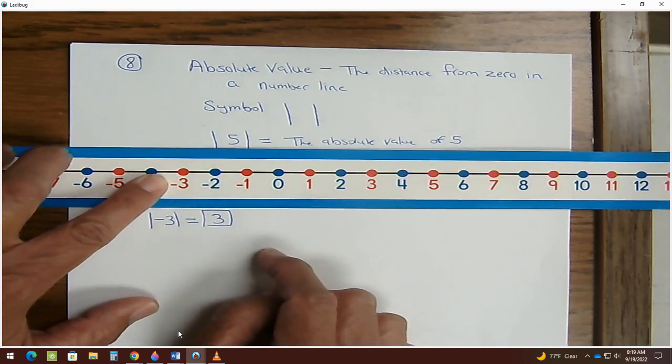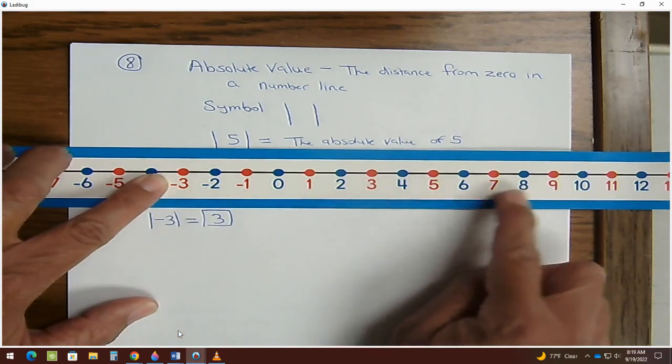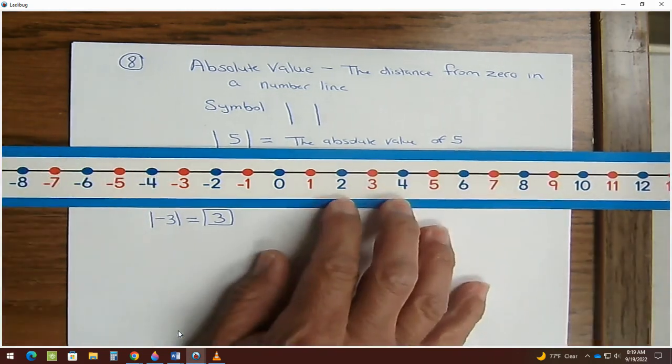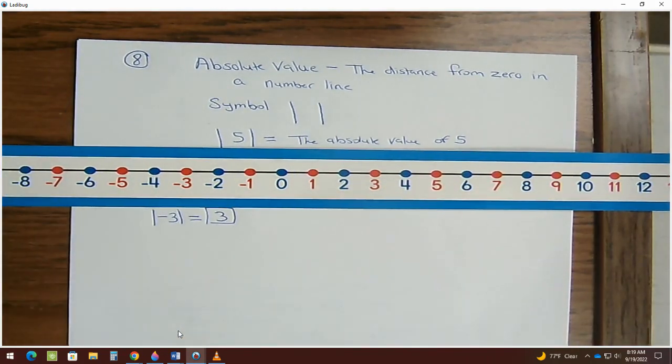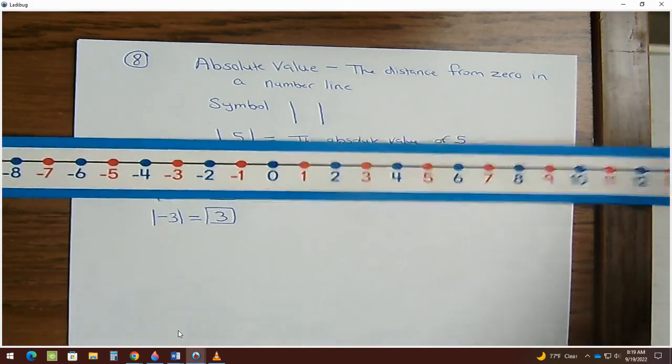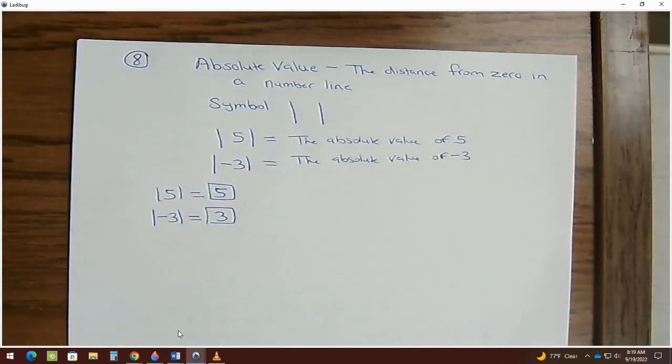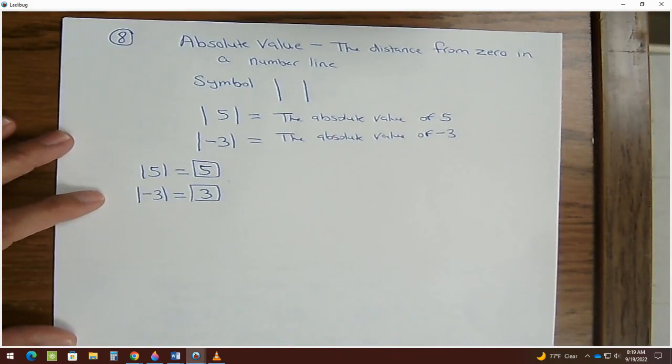If I tell you the absolute value of 7, what are you going to tell me? 7. If I tell you the absolute value of negative 7, what are you going to tell me? Same, 7. Questions? Okay. With that in mind, now we can look at number 8.